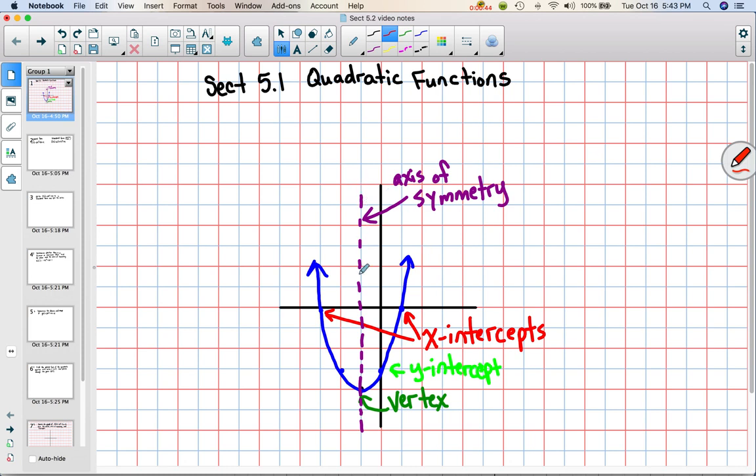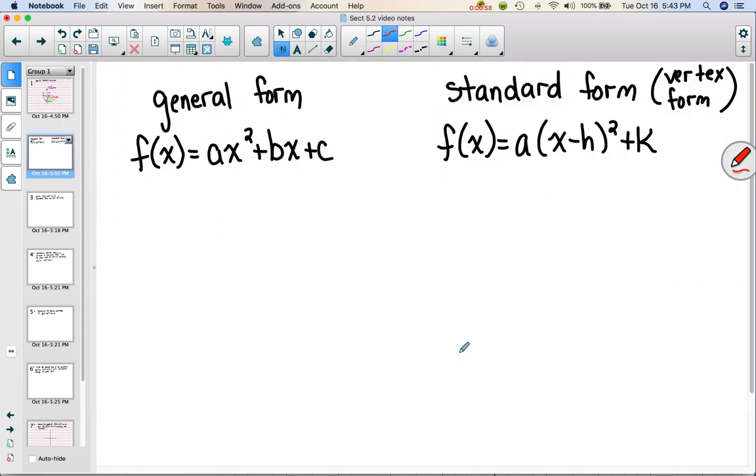Then we have an axis of symmetry that passes through the vertex. It's a vertical line, so it's going to be x equals a constant, and that constant will be whatever the x-coordinate of the vertex is. So we have two different forms of our quadratic function. We have the general form, and we have standard form, also called vertex form.